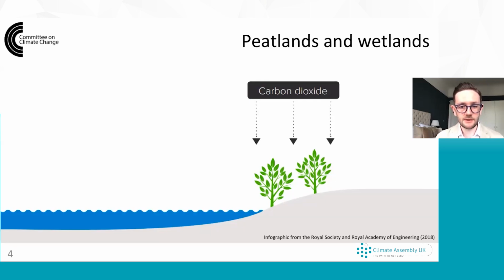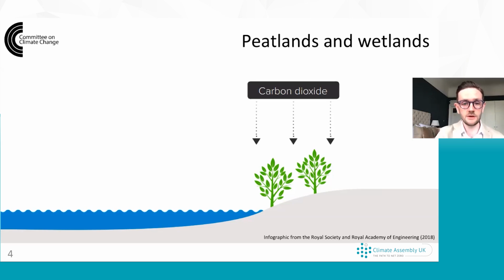The second method I want to talk about is peatlands and wetlands. Just like forests, this is another natural way of doing greenhouse gas removals. Peatlands and wetlands are the damp, wet, natural habitats that you find all around the UK. These are places that naturally store a lot of carbon, but interestingly, if they dry out, they can actually release that carbon back into the atmosphere.